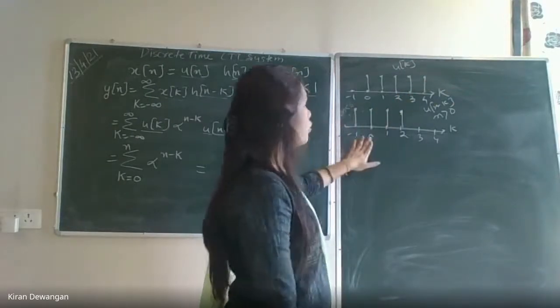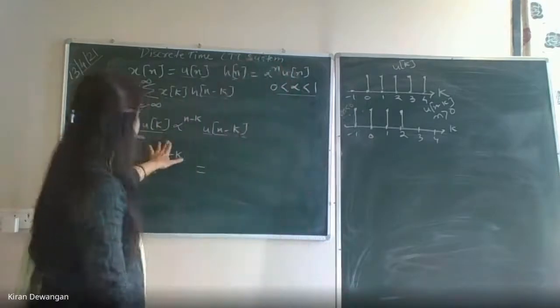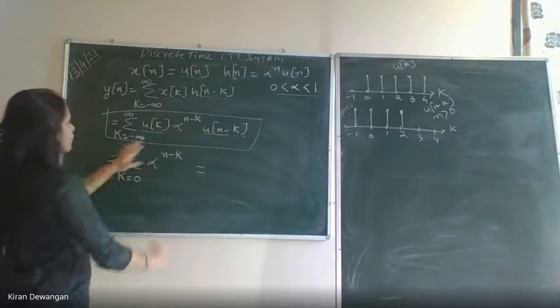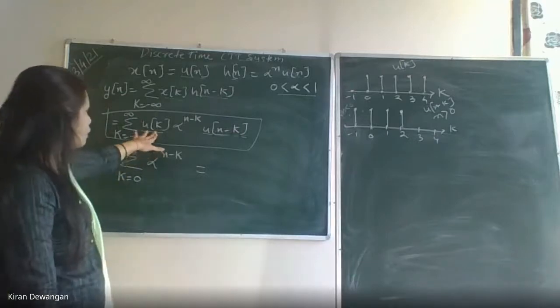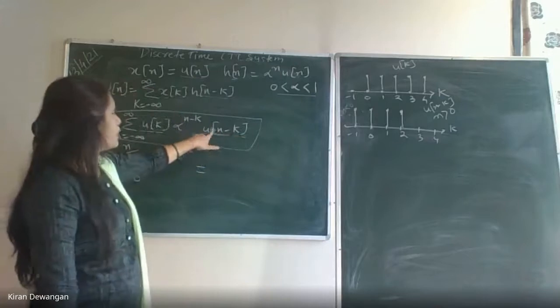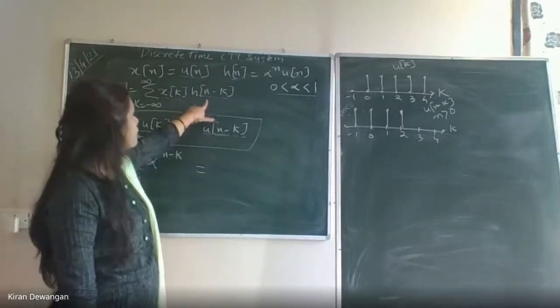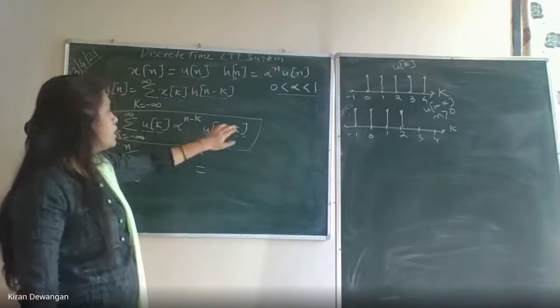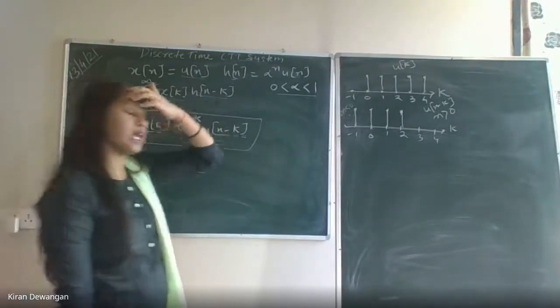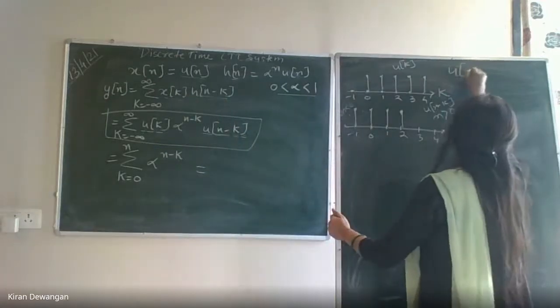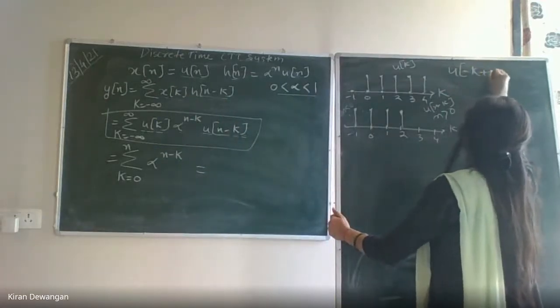Now we have to plot u of n minus k. Now this particular formula is this one. ये formula में अगर हम लगाएंगे, x of k will be u of k and then we have h of n as alpha n and u of n, alpha to the power n minus k because it is h of n minus k. So alpha to the power n minus k, u of n minus k. Now we have to plot n minus k. N minus k, that means we have to plot u of minus k plus n.